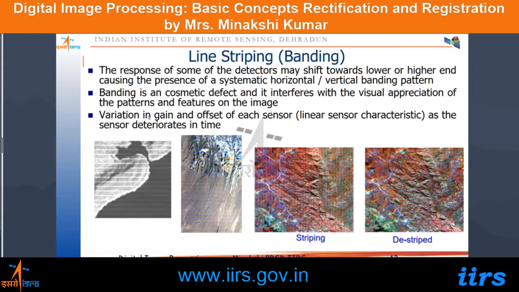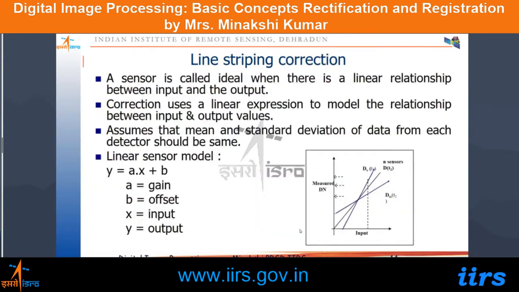And this is done using the linear sensor model. Why do these variations come? Because over a period of time, the sensor deteriorates. That means its gain and offset vary. It has been calibrated with a certain gain and offset, and it varies. So we need to fix it by fixing the gain and the offset. We can take a detector which has the true value, that means no error, and the faulty detector can be mapped to the reference detector.